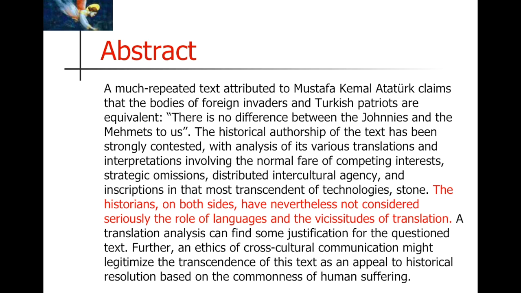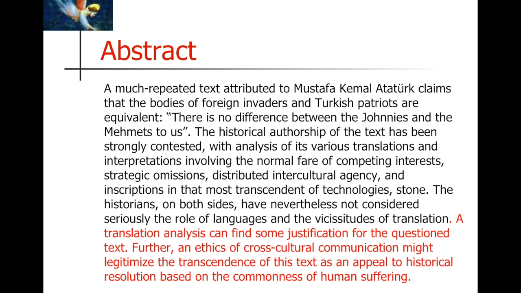Now I'm saying what I'm going to do that the other people haven't done. Nobody's looked at the role of languages and the actual role of translation in this particular object. So I'm going to bring some new methodologies to the table. And here is what I found.